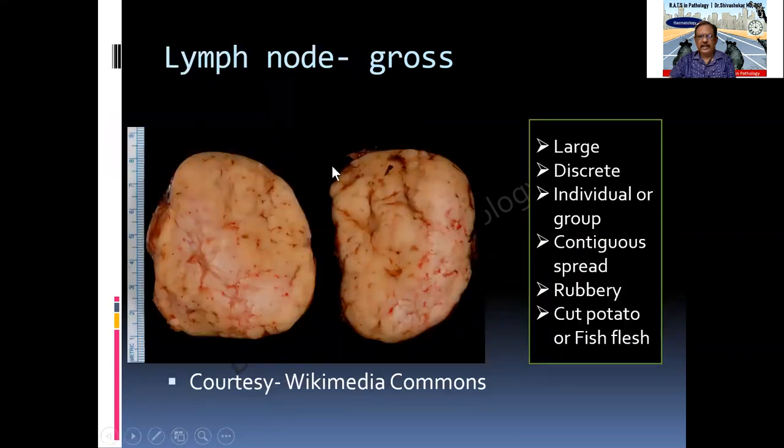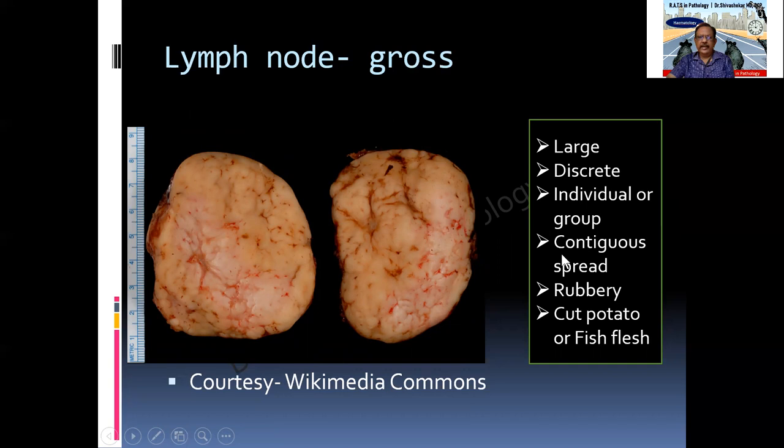This is a classical picture. Sometimes a lymph node can be kept for the students. The lymph nodes are large, they are discrete. Discrete in the sense they can be separated easily. Whereas in the case of tuberculosis, there will be adhesion between the adjoining lymph nodes, which we call as matted. Here the lymph nodes are not matted, they are discrete. And usually an individual lymph node or a group of lymph nodes in one particular site will be affected.